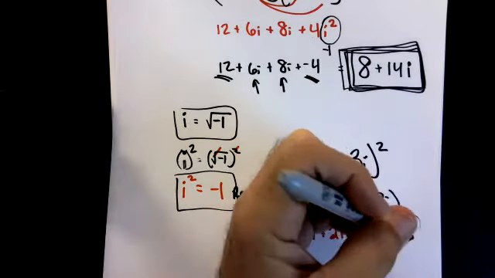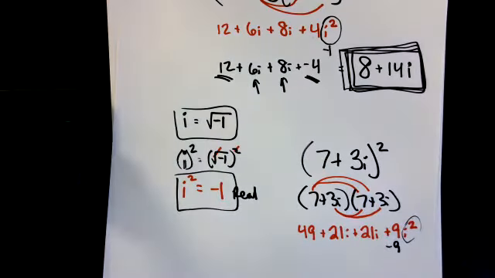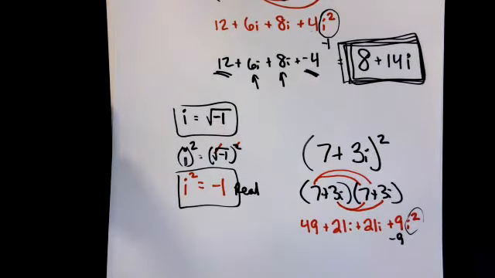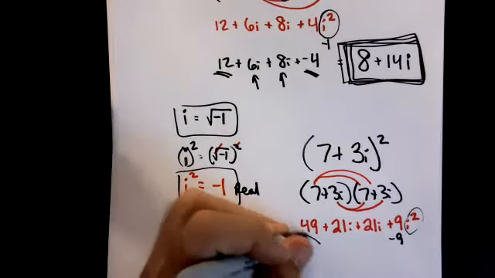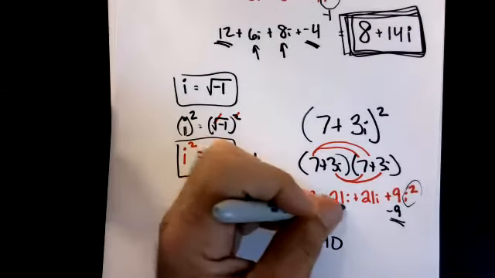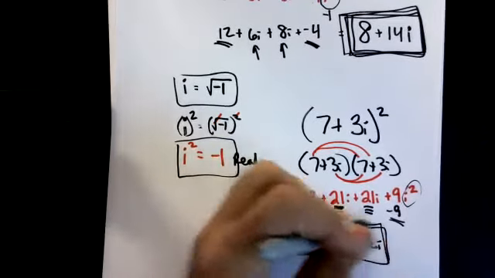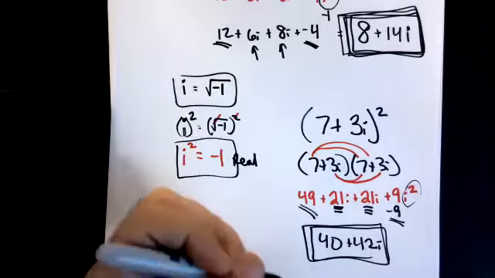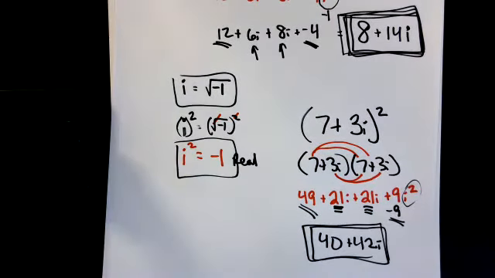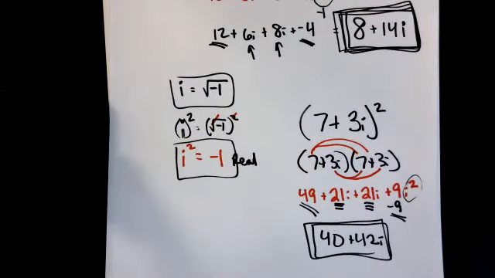And again, that i squared is a -1. So that makes this +9 really a -9. Combine my real terms, 49 minus 9 is 40. 21i plus 21i would be 42i. So again, 7 plus 3i squared is 40 plus 42i. So they're going to expect you to be able to add and subtract complex numbers. They're going to expect you to be able to multiply complex numbers.